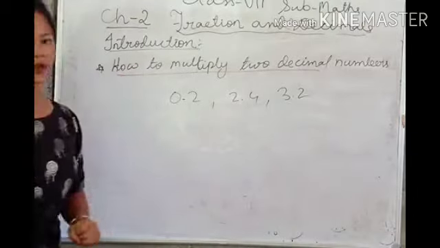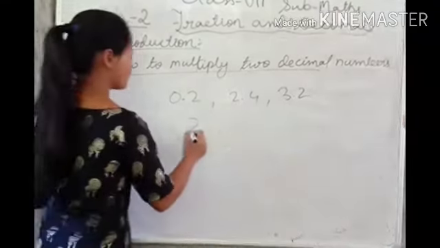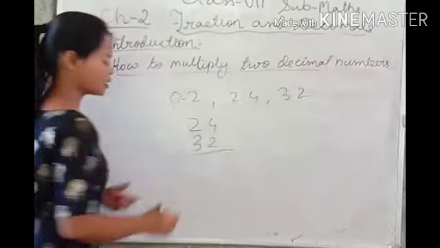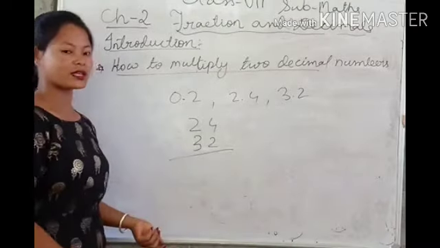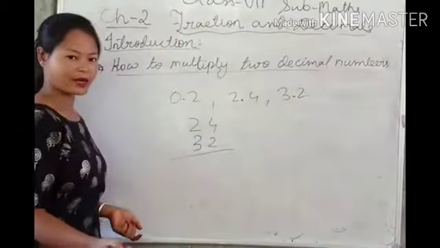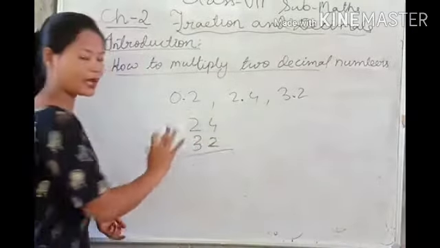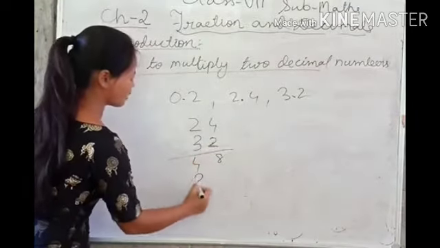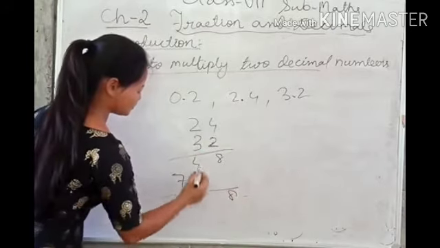Now how to multiply? We have learned this previously also, but I will give you some revision. You will multiply these two numbers as a whole number, as if they are not decimal numbers. Decimal means if there is a point, then we call it a decimal number, isn't it? First we multiply these two numbers as if they are whole numbers. Now 4 times 8 and 2 times 4, 3 times 4 is 12, 1 carry, 3 times 2 is 6 plus 1 is 7. So what is your answer?